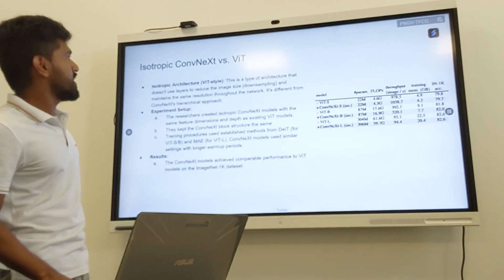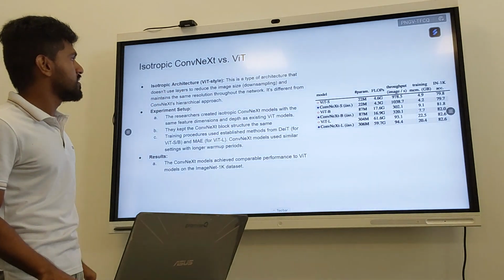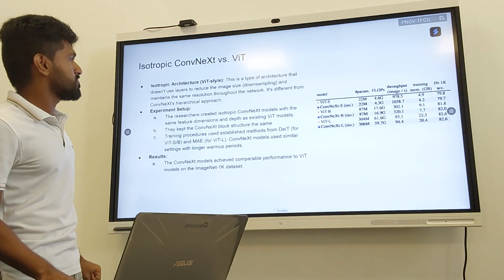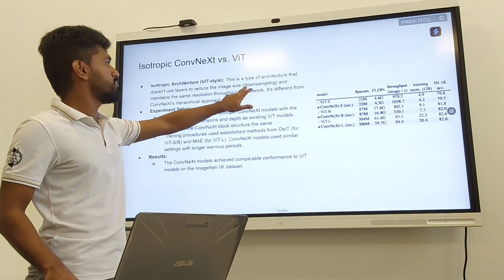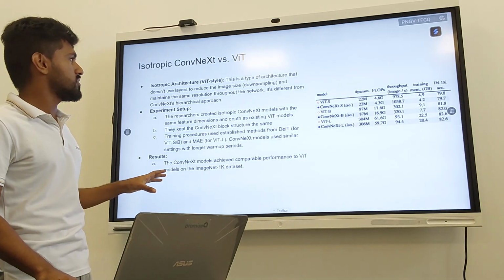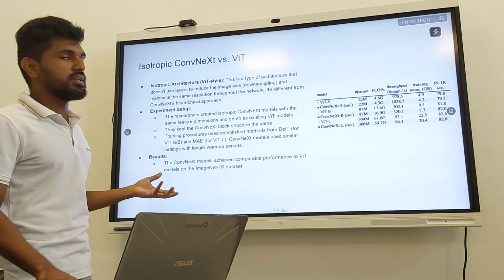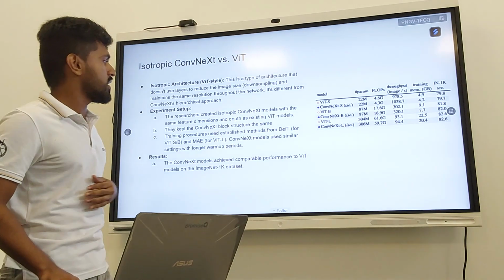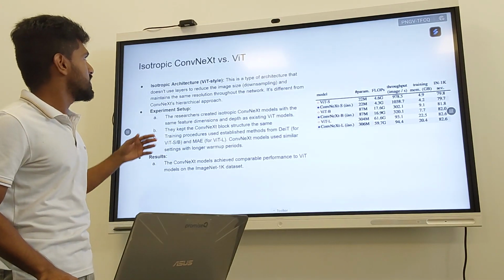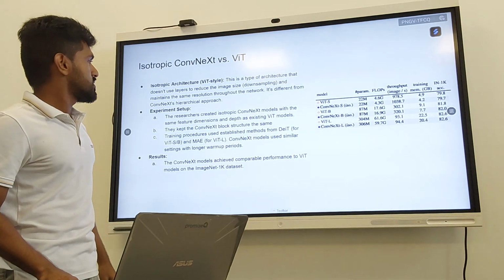ConvNeXt was used. What does the isotropic architecture mean? It has no downsampling layer, and in each block they use the same resolution for the feature maps. It's closer to the Swin Transformer architecture. That's why they tried the isotropic convolution architecture.